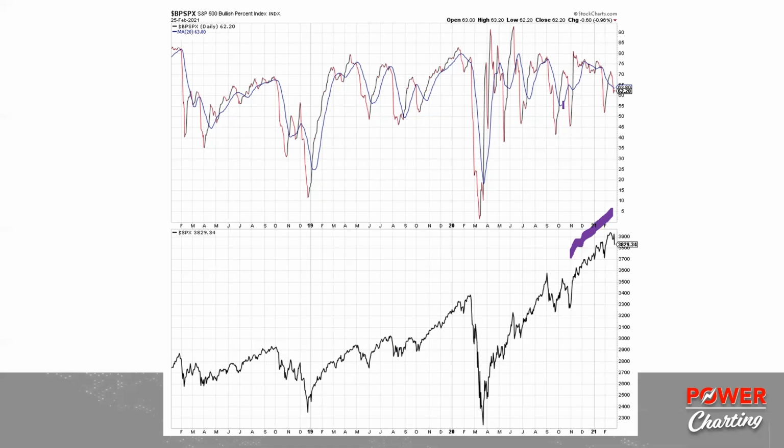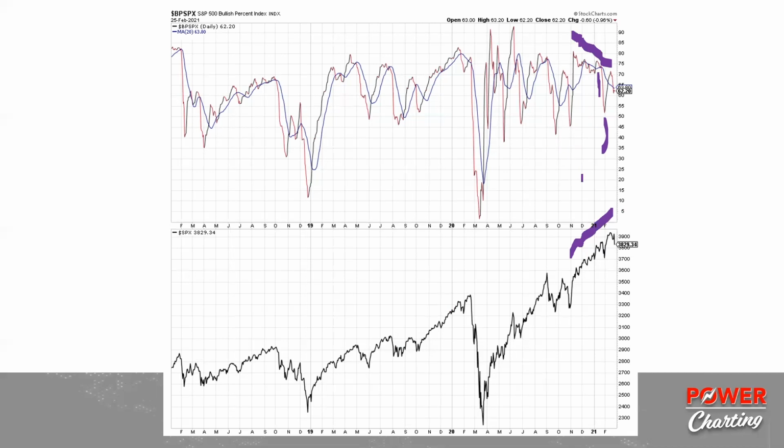We have upward trend higher highs. We have lower highs occurring in the bullish percent of the S&P 500 as this is all going on. This is an advanced warning. Also in this correction, as was the case in the NASDAQ 100, we had a substantially weak reaction here down to almost the 50% level in the bullish percent.